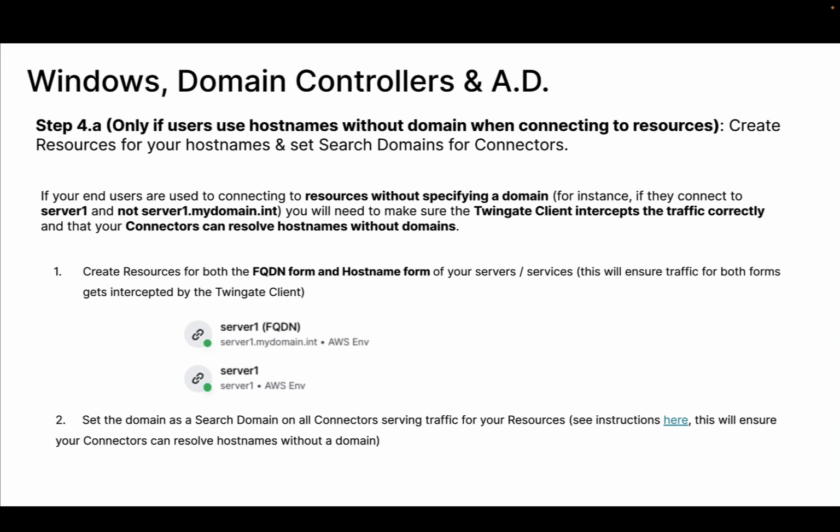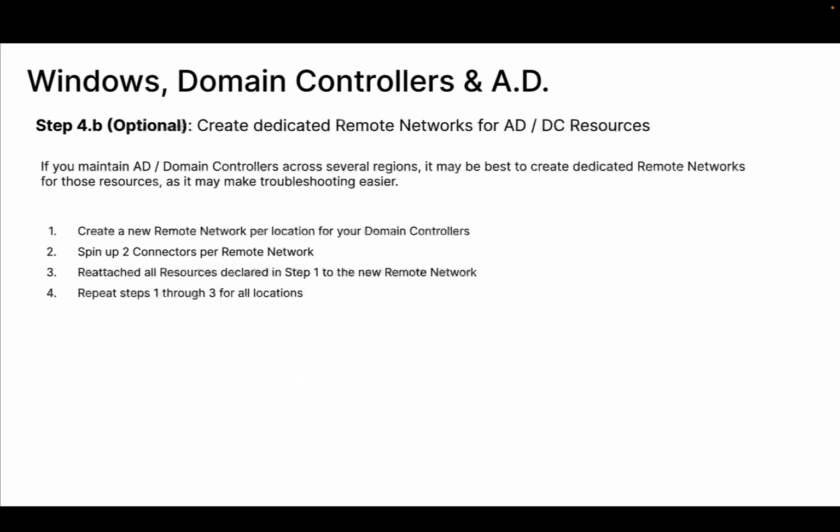Now remember that one of the prerequisites for the connector is that the connector needs to be able to resolve what traffic it sees from the client. So if your client's using just server1 and not the domain, your connector needs to be able to resolve server1 without the domain as well. And so sometimes you will need to add search domains to the host where your connector is so that the connector knows what domains to search the host name on. And if you've implemented all of those things, you should be able to run domain controller, Active Directory, and all of the associated traffic through TwinGate without a problem.